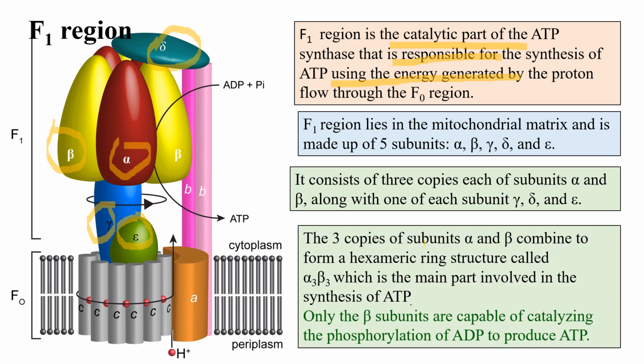3 copies of subunit alpha and beta combine to form a hexameric ring structure called the alpha 3 beta 3 structure, which is the main part involved in the synthesis of ATP. Only the beta subunits are capable of catalyzing the phosphorylation of ADP to produce ATP. So only the beta subunits are involved in the production of ATP, which is the catalytic part of ATP synthase.